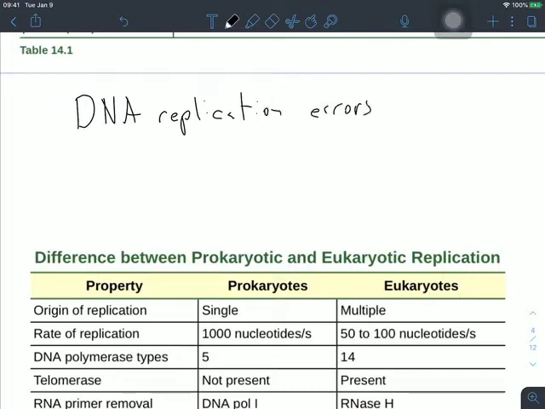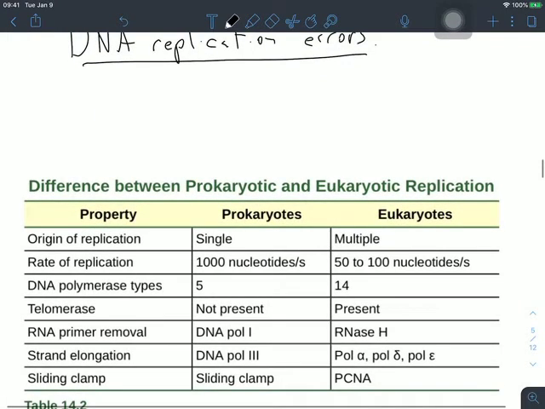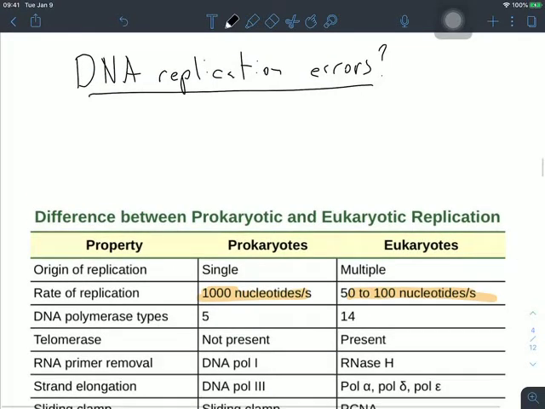So how do mutations occur? How do we mess this process up? Well, overall, as I mentioned before, there are thousands of nucleotides being added per second in prokaryotes and hundreds per second in eukaryotes. This extremely fast rate of incorporation actually leads to errors. On average, 1 in every 100,000 bases added is a misincorporation. It's an error by DNA polymerase III.